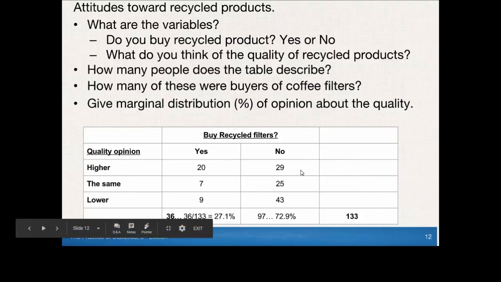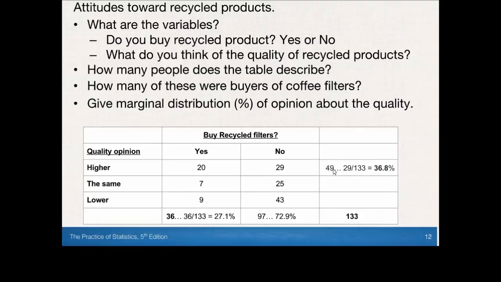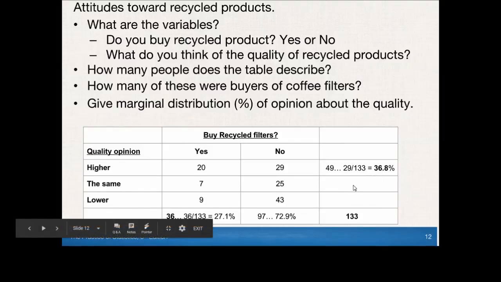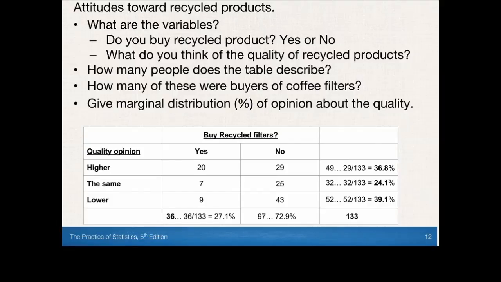Now, if we do the percentage of the quality, go ahead and pause the video and calculate this column in percents. Okay, so you should have got 49 total, 20 and 29, and then we're still dividing by 133 because that's how many were polled. And so each one of these, 24% and 39.1%. So that's the marginal distribution in percents.